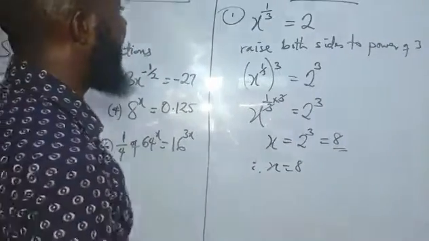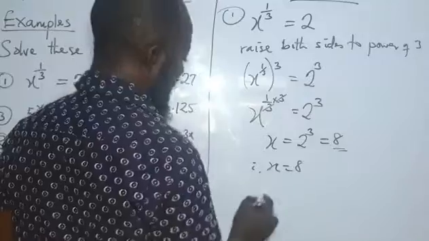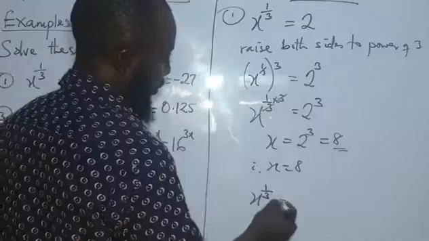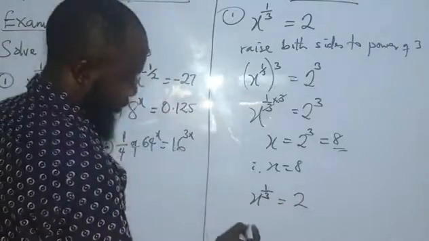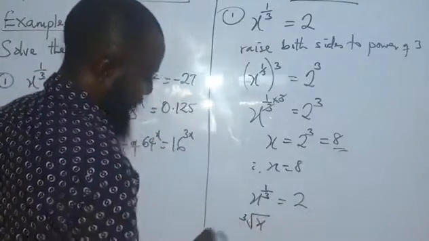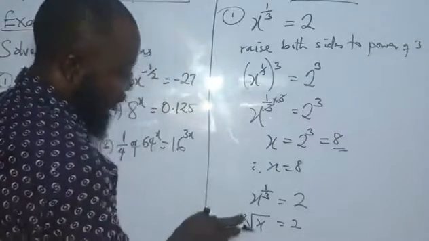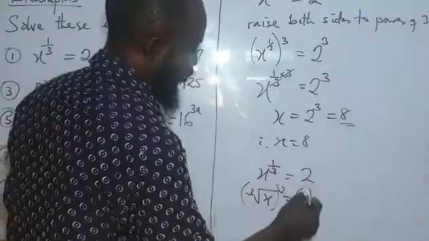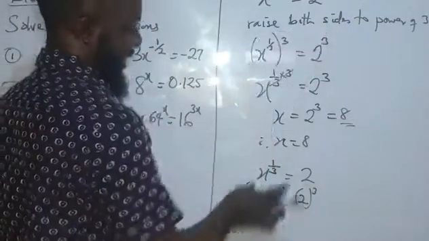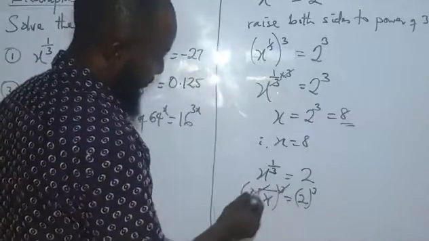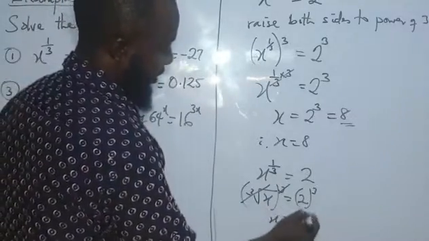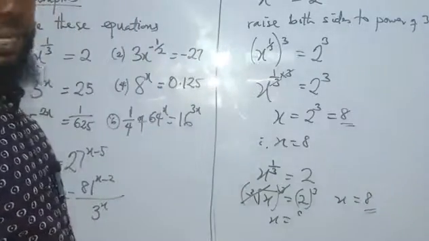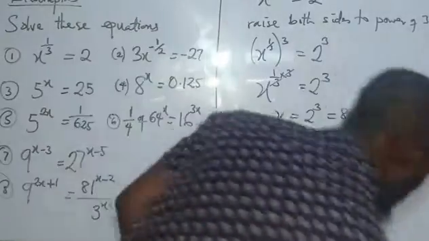Another way of doing it is, when you have x raised to 1 over 3 equals 2, we can change it to cube root. That is cube root of x equals 2. Now if I want to cancel this cube root, what will I do? I will cube both sides. I will raise both sides to power of 3, which is what I did here. Still the same thing. So this will cancel this. Then this remains x equals 8, which is still the same thing. I hope this is very clear. Good. So let's look at number 2.